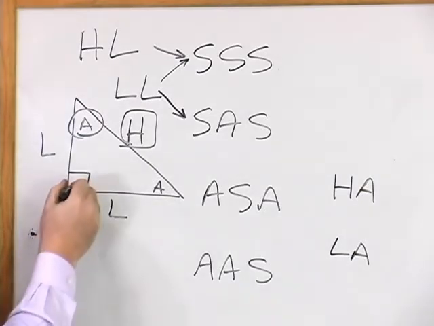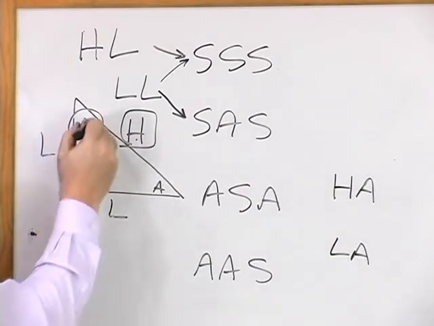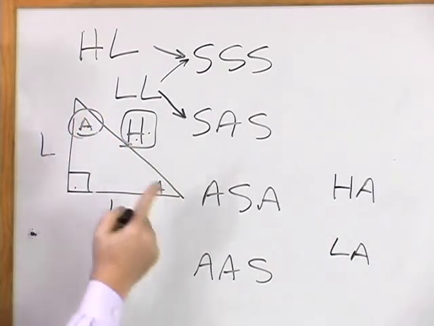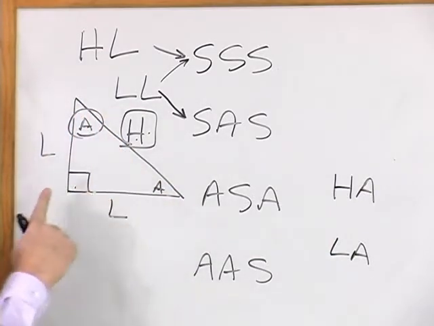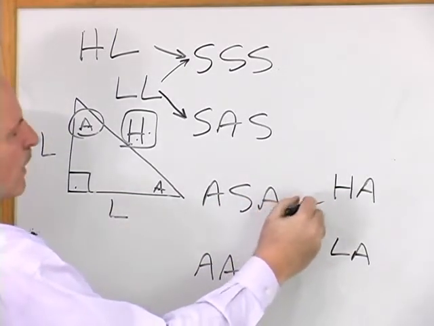It could be angle, angle, side. Yes. It could be angle, side, angle, because if you have this one, you automatically have this one because you already know this one, right? So the hypotenuse angle could be either one.